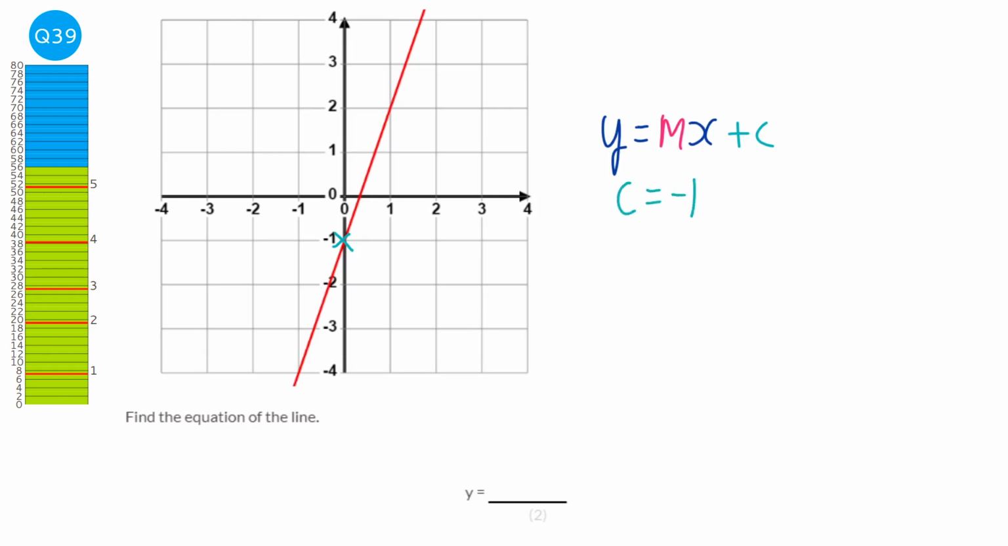Gradient's slightly harder. What we have to do for the gradient is find 2 coordinates that we know. Well, I'm going to use the same coordinate as I've just found from the y-intercept, and preferably we want them next to each other, so this one here is a nice one. And the gradient is basically, for every 1 we go to the right, how far up we go. And we can see here that we've gone 3 up. So the gradient therefore is 3. And so writing that all out in the equation, it's going to be 3x minus 1.